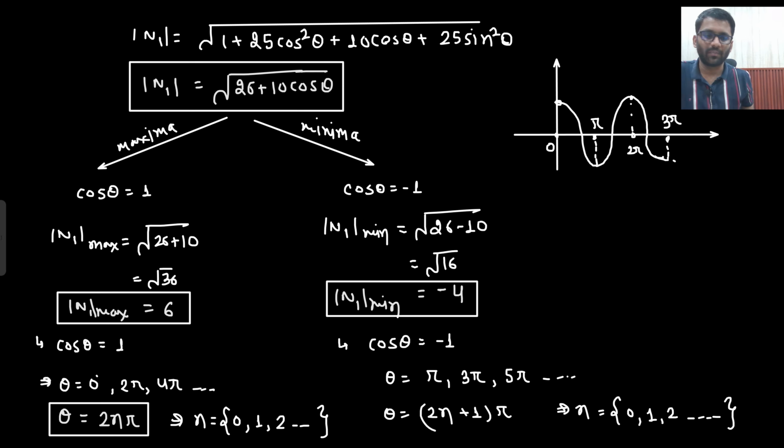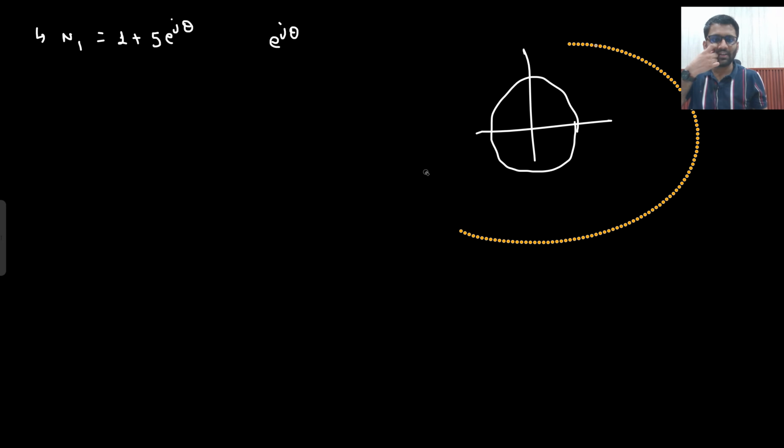Let's see this number again. The number was 1 plus 5 e to the power j theta. Now e to the power j theta can take values from 1 to minus 1. Is that clear to you? If you remember the e to the power j theta graph, it was a circle. So from 1 to minus 1 it can take any value, right?